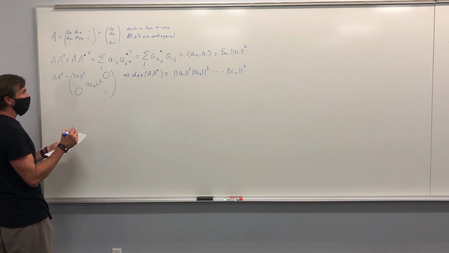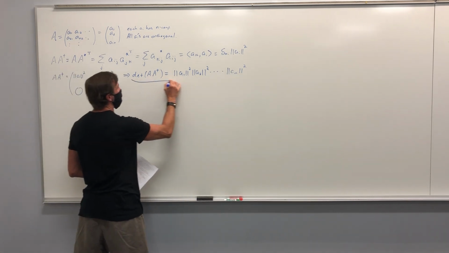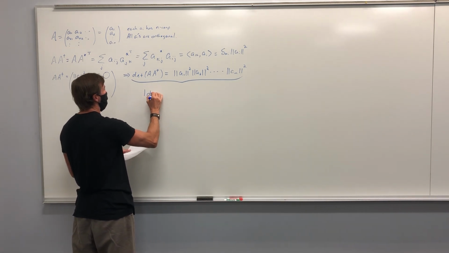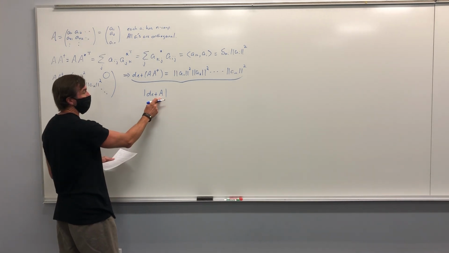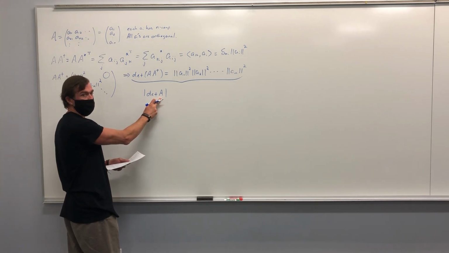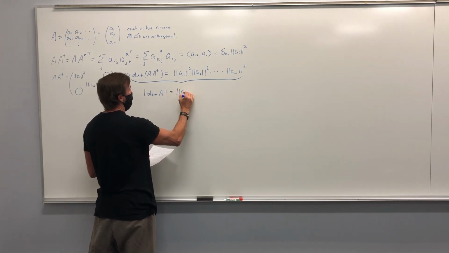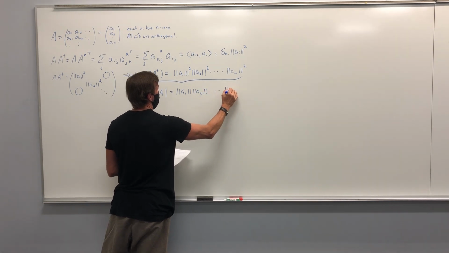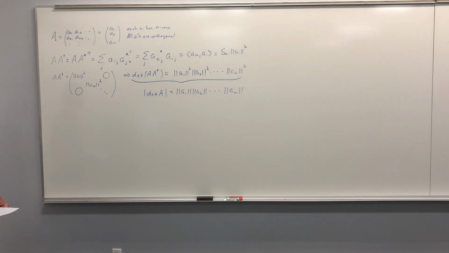Oh, wait a minute. I bet that we can take this and extract a powerful statement about this. Now, this is not the product of A with its adjoint. This is just A. I bet we can prove that this is equal to this. Let's do it. Ready? Here we go.